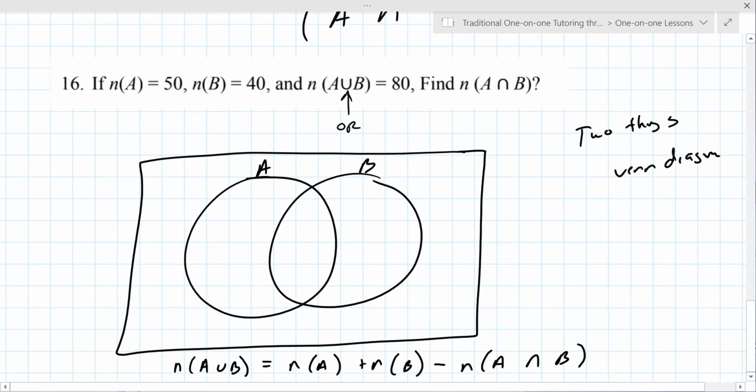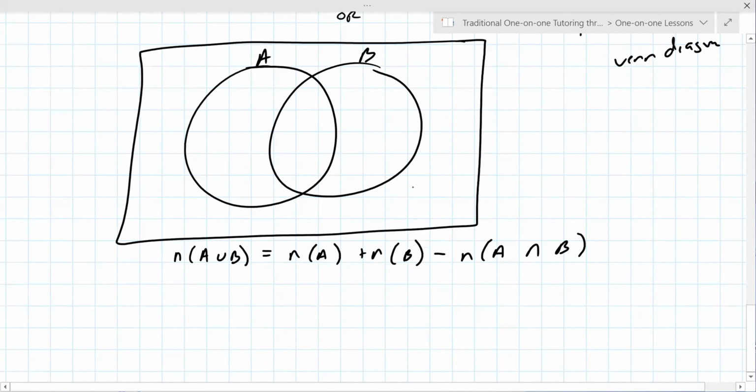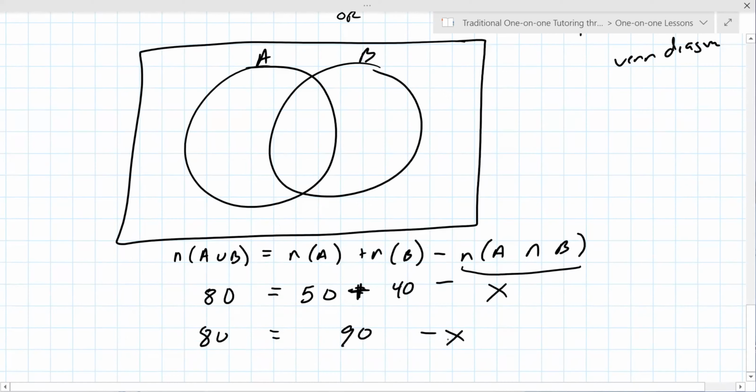Yeah. Okay. And this is where you actually don't even need this diagram. Sometimes they make you fill that in, but I was jumping ahead to something that's unnecessary. So this is 80, this is 50, and this is 40, minus, and we'll call this X. So you just have to solve for X here. So you can see that X is 10.